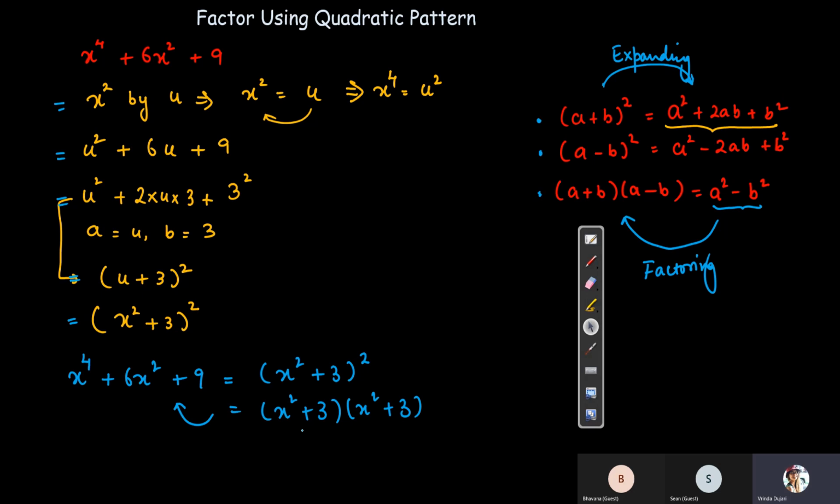So this factor x square plus 3 cannot be factorized further. This is the maximum level of factorization that we can do.